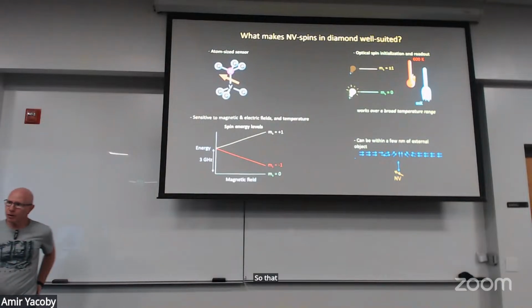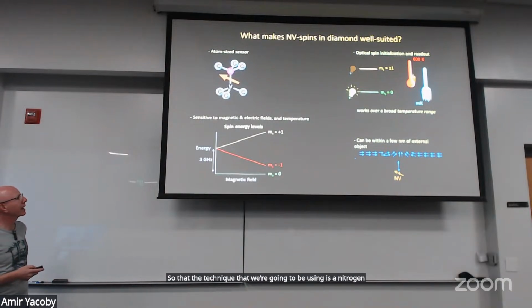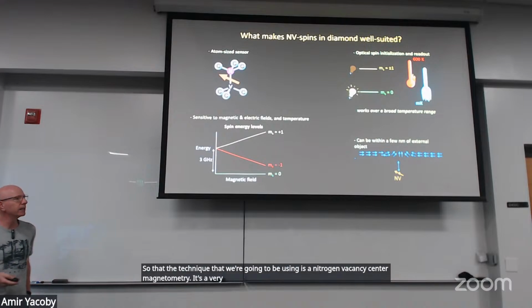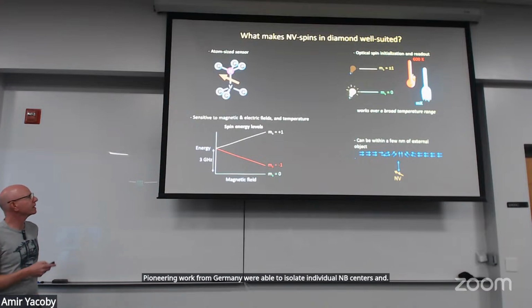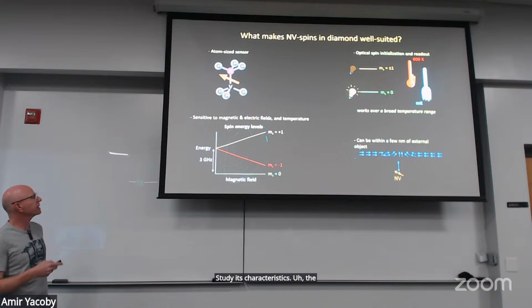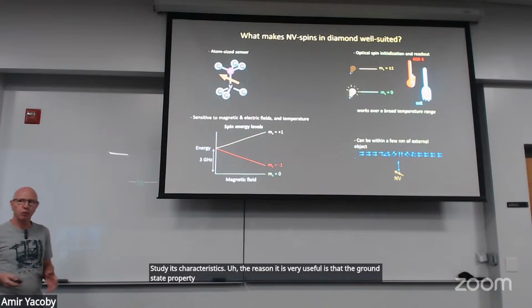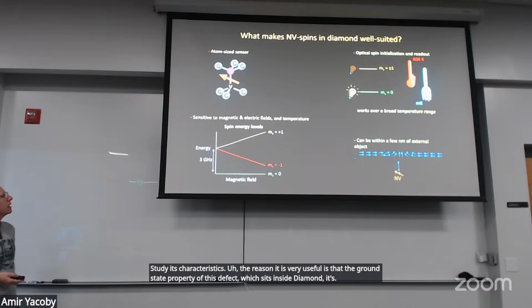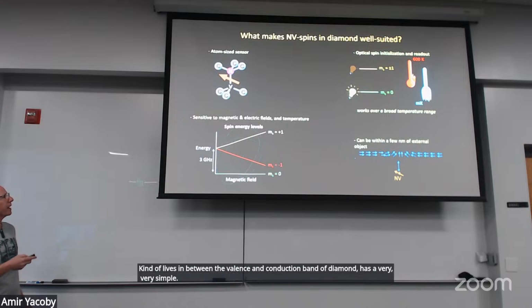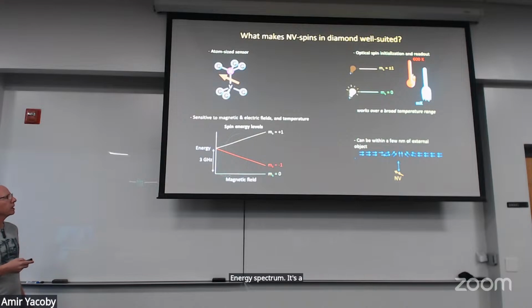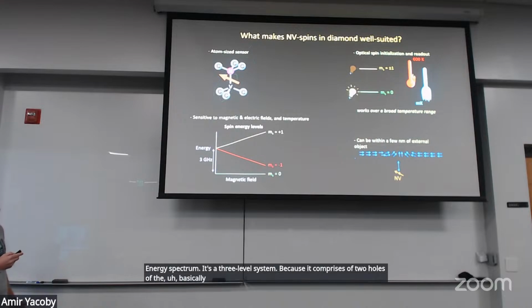The technique that we're going to be using is nitrogen vacancy center magnetometry. It's a very well-established technique. It started about a decade ago when pioneering work from Germany was able to isolate individual NV centers and study their characteristics. The reason it is very useful is that the ground state property of this defect, which sits inside diamond, it kind of lives in between the valence and conduction band of diamond, has a very, very simple energy spectrum. It's a three-level system because it comprises two holes of the basically full shell of this defect.